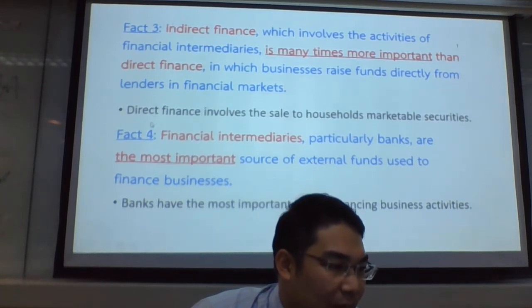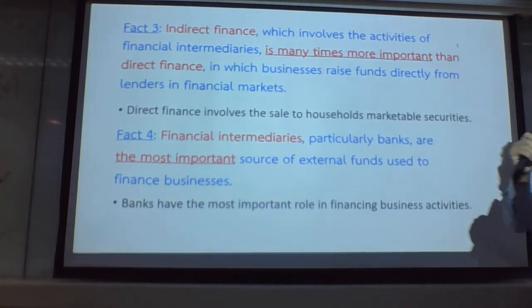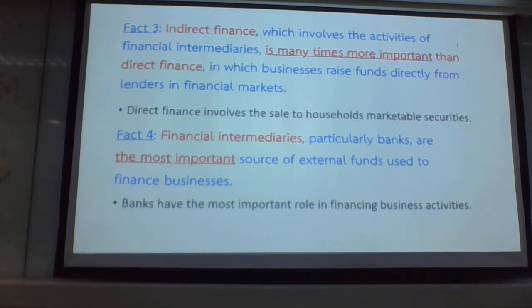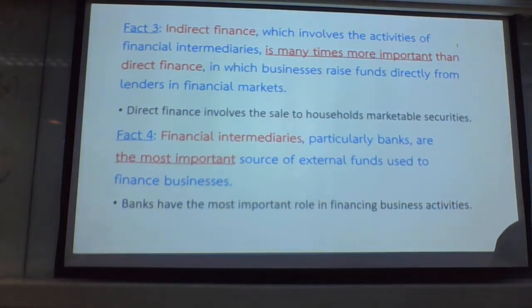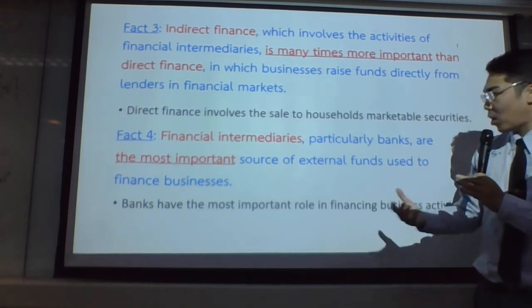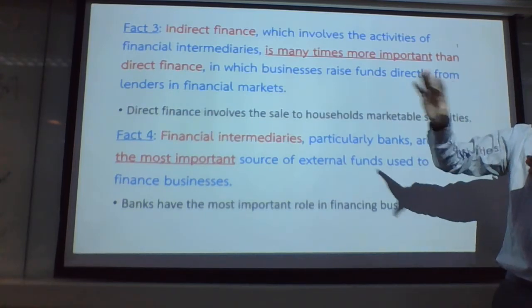And fact number 4, financial intermediaries are the most important. Fact number 3 and fact number 4 go together, okay? They come together. And you can see this word, external funds. When we are talking about the indirect finance, we mean the financial intermediaries, right? And we also have another term for this one. That term is external financing, okay?